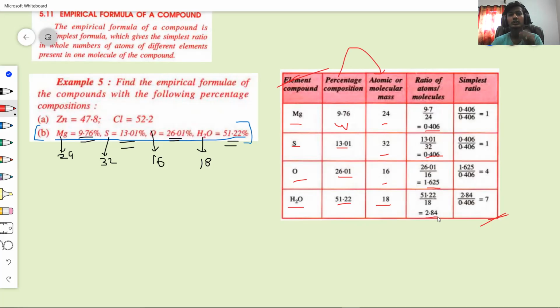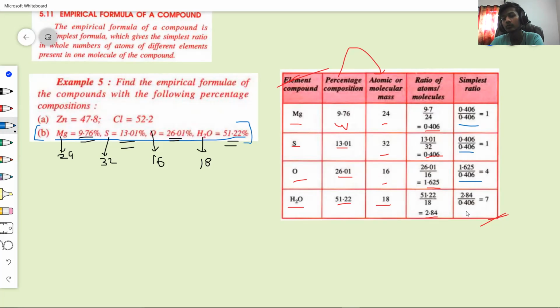Now whenever you get the ratio of atoms, then you have to actually simplify the ratio. So how we'll do that? 0.406 is the smallest of all. You all are observing that 0.406 is the smallest of all. So we'll divide all the ratios by 0.406. So 0.406 by 0.406, 0.406 by 0.406, 1.625 by 0.406, and 2.84 by 0.406.